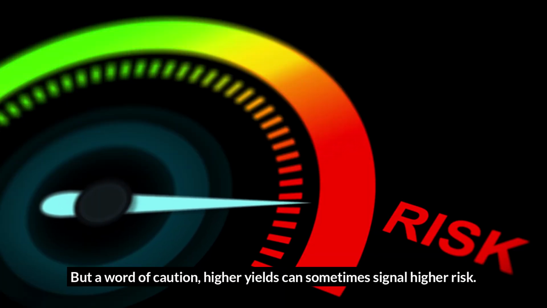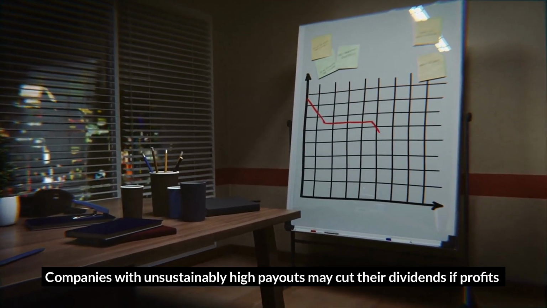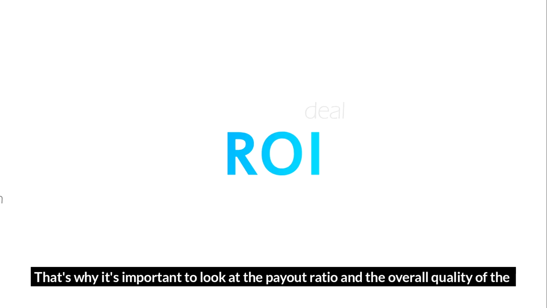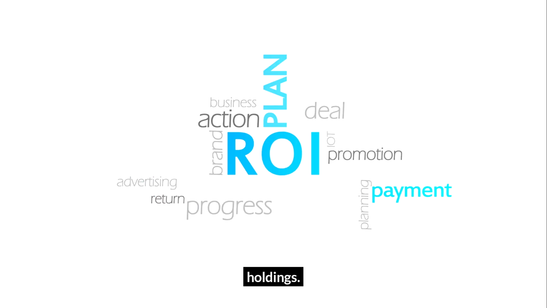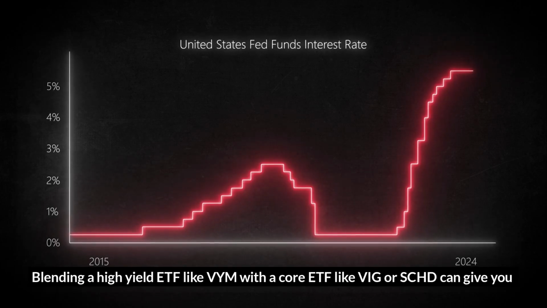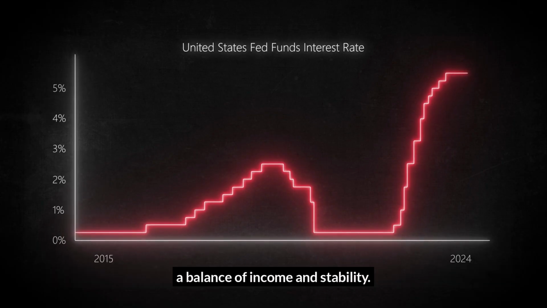But a word of caution, higher yields can sometimes signal higher risk. Companies with unsustainably high payouts may cut their dividends if profits decline. That's why it's important to look at the payout ratio and the overall quality of the holdings. Blending a high-yield ETF like VYM with a core ETF like VIG or SCHD can give you a balance of income and stability.